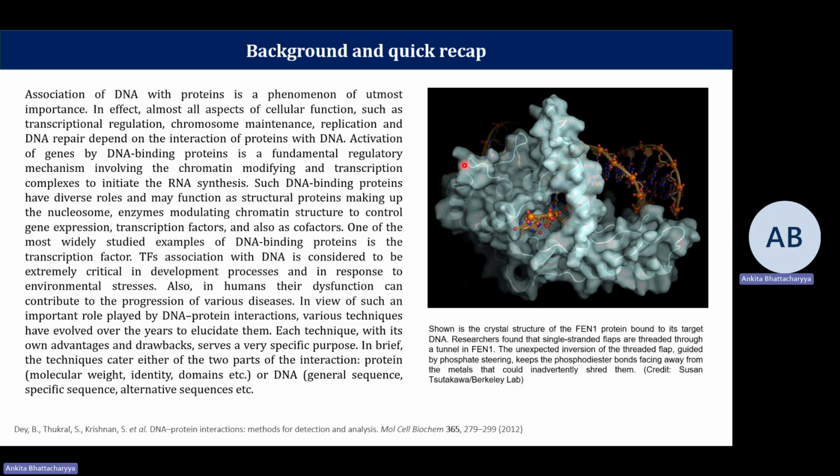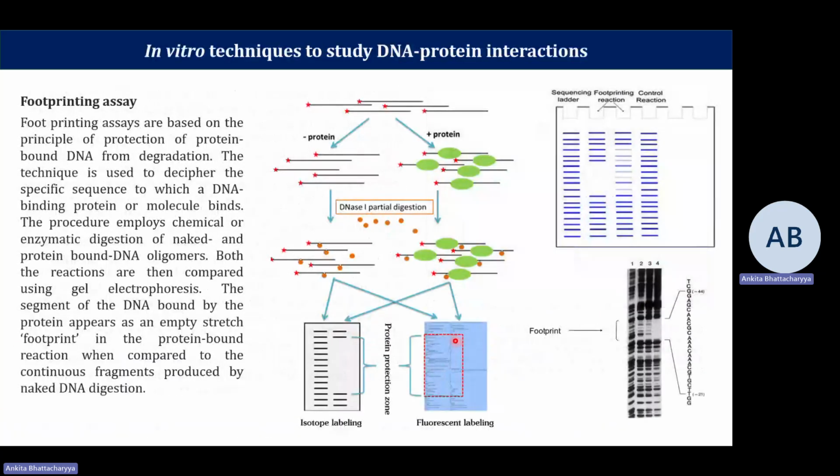While we don't really pay much heed to it, these processes are extremely crucial, extremely well regulated within the cell, and are very important for practical work and for translatability. So this is an example where the crystal structure of the FEN1 protein bound to its DNA has been shown. This shows you just a space filling diagram of the interaction.